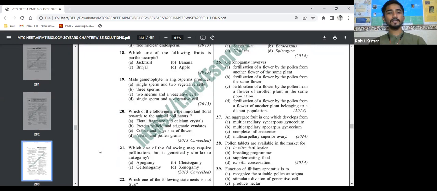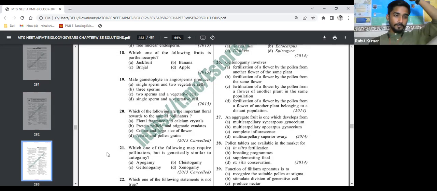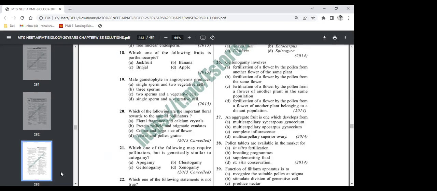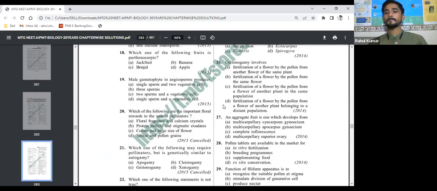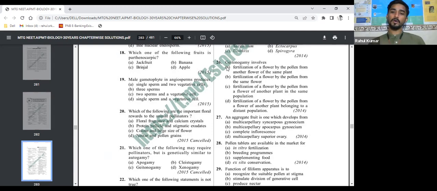What is geitonogamy? Quickly, just tell me what is geitonogamy, Nora, in one line. Option number A. Okay, you are giving me answers in terms of option number A. So I just asked what is geitonogamy. So it is between the flowers, but within the same plant. So option A is correct.